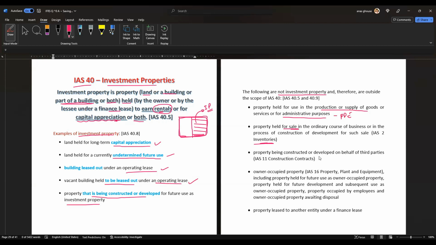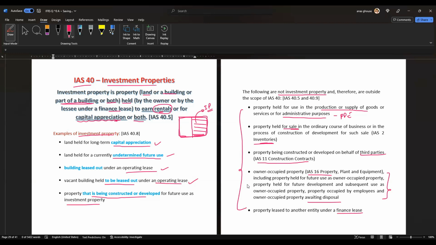And also property being constructed or developed on behalf of third parties will be covered under IAS 11 construction contracts. Then owner occupied property, IAS 16, property, plant and equipment, including property held for future use as owner occupied property, property held for future development and subsequent use as owner occupied property, property occupied by employees and owner occupied property awaiting disposal. Okay, so all these will be treated under IAS 16. Property leased to another entity under finance lease. Okay, so these will not fall under IAS 40.